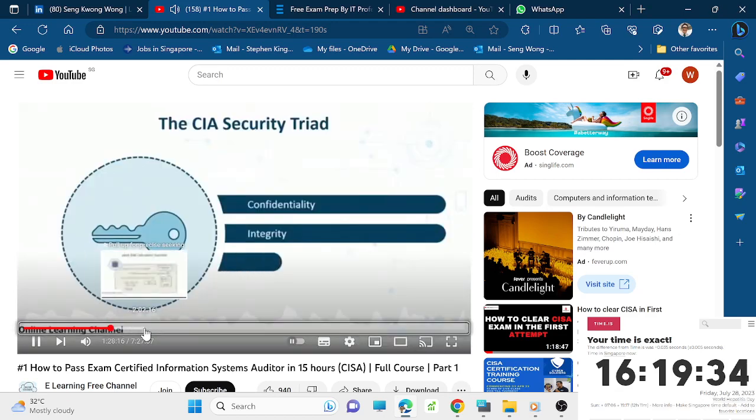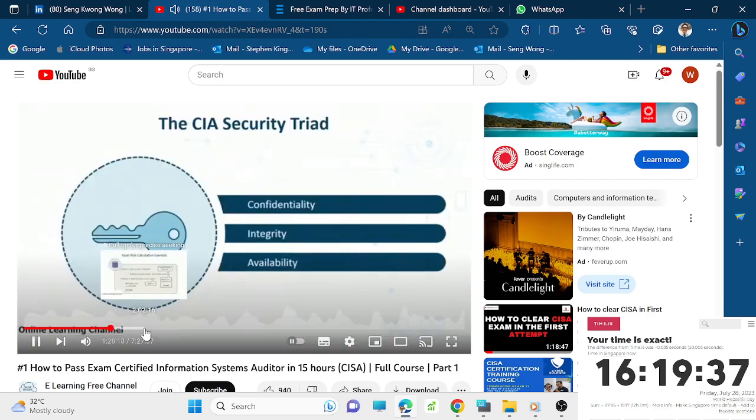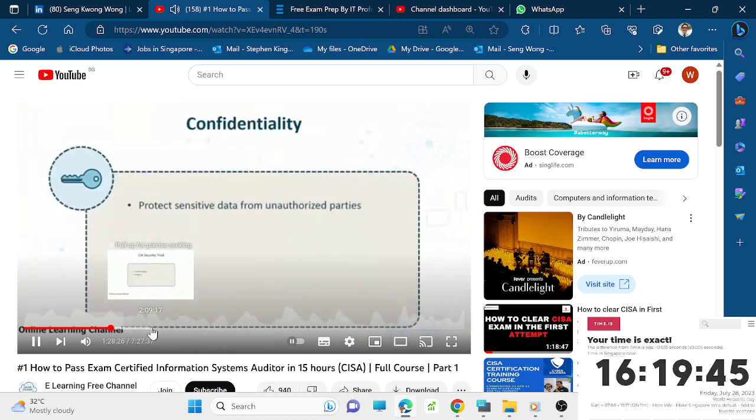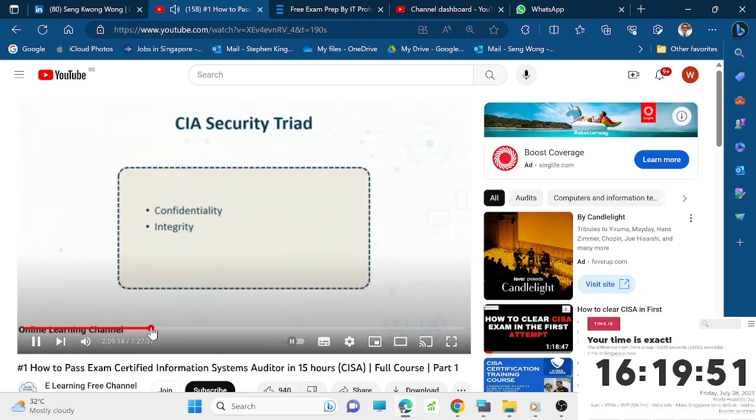I stands for integrity, and the A stands for availability. Let's take a look at each of these three, starting with confidentiality. Confidentiality is all about protecting sensitive data from unauthorized parties.